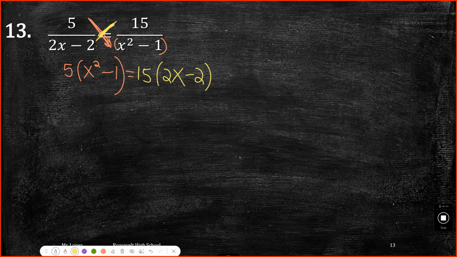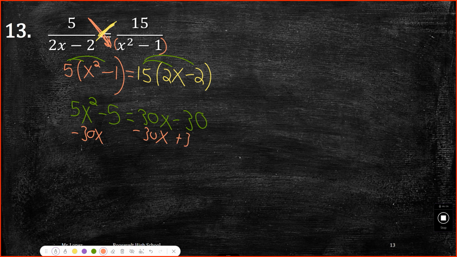Good? Everybody good with this? And now we can distribute here and then distribute there, all right? So this is going to be what? 5x squared minus 5 equals 30x minus 30. So it became a quadratic equation, so we should set it equal to 0. Minus 30x plus 30, plus 30. So cancel, cancel. So this is going to be 5x squared minus 30x plus 25.